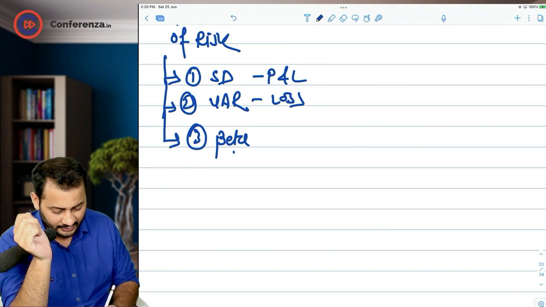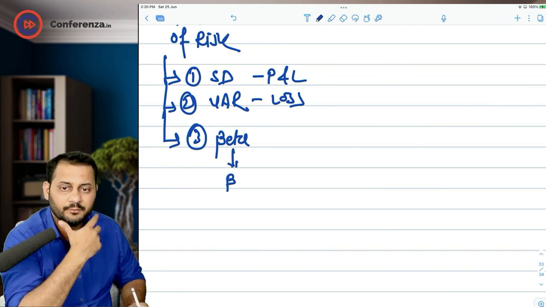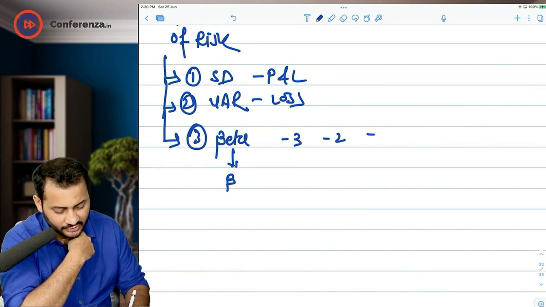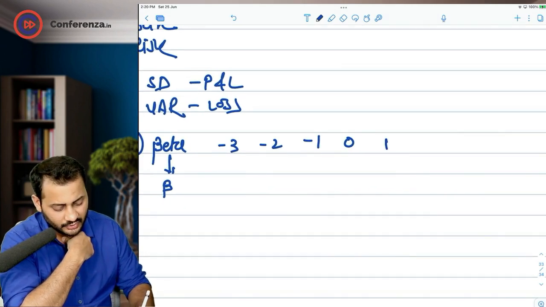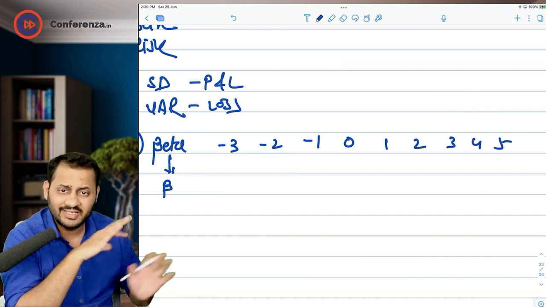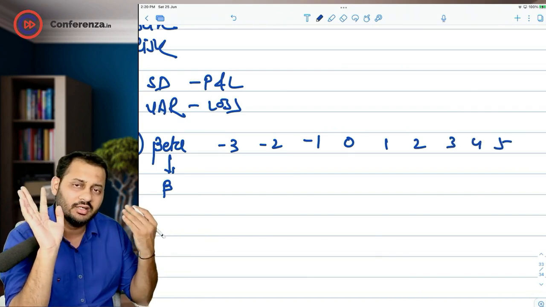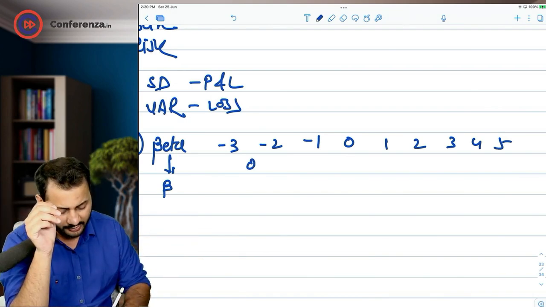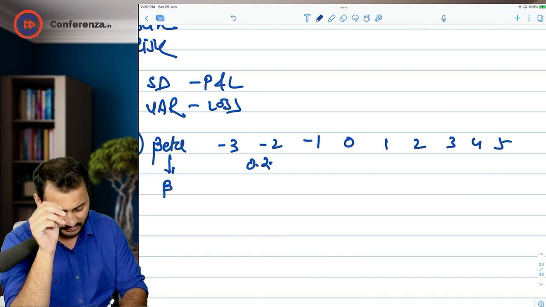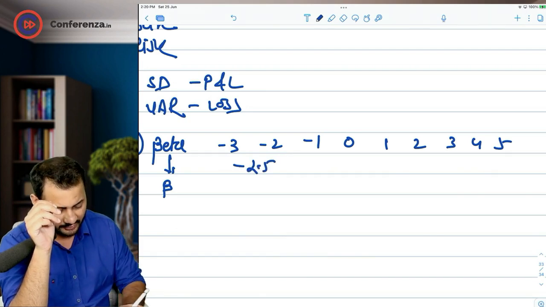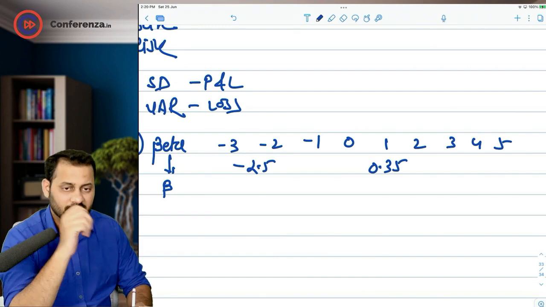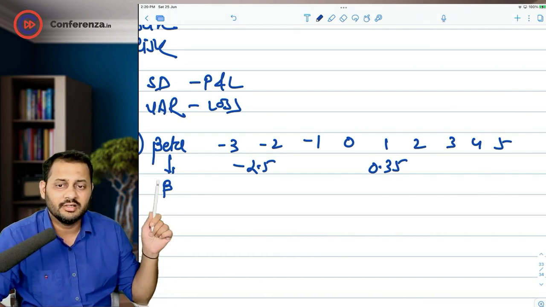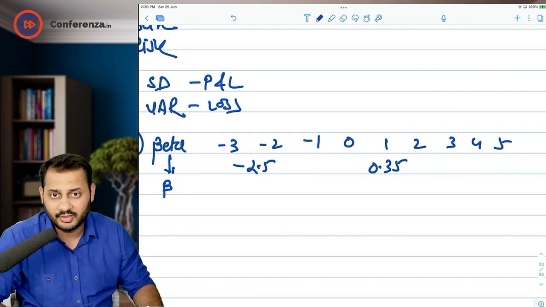Beta is denoted by this symbol. Beta can be -3, -2, -1, 0, 1, 2, 3, 4, 5, at any level. There is no limit to it. It can be 0.25, -2.5 as well, 0.35 as well, anything. The more important thing is to understand the logic of beta.